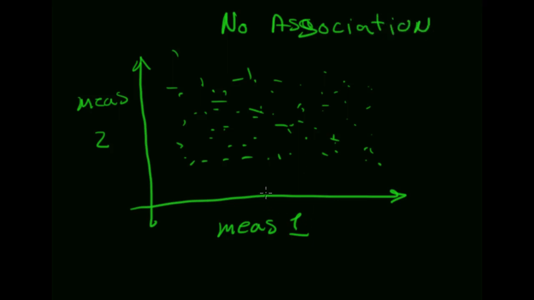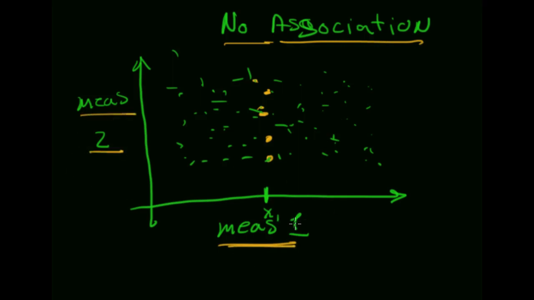If I pick a particular value of measure 1, let's call that x1, I haven't a clue where x2 might actually be. It could be anywhere. So there's no way to make an association between the x variable and the y variable. It just looks like a hot mess, kind of noisy. So I would assume that there is no association there.